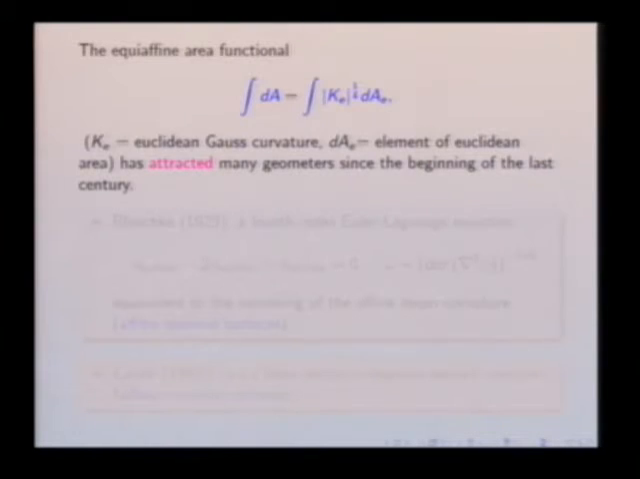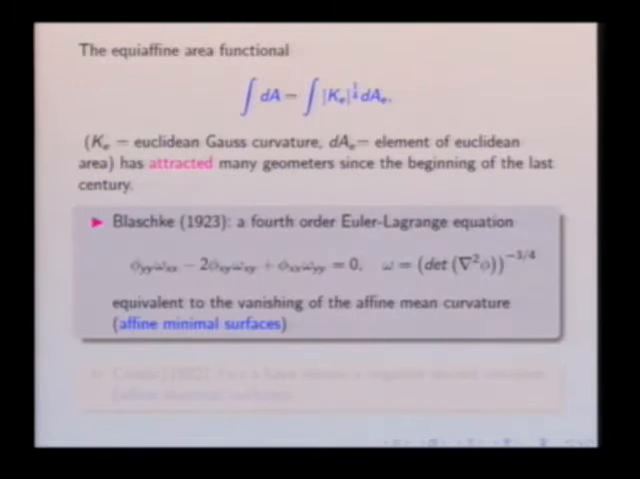Okay, so to start, let me remind you that the affine area functional is given by the expression here, where by Ke we denote the Euclidean Gauss curvature, and Ea is the element of the Euclidean area. This functional has attracted many geometers since the beginning of the last century. The work of Blaschke from 1923 is especially interesting.